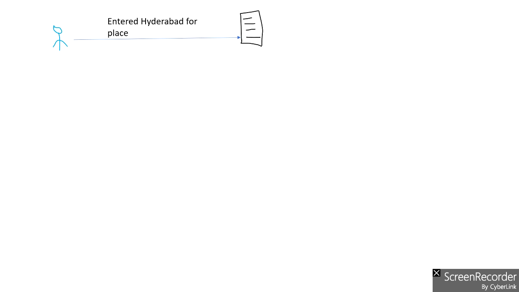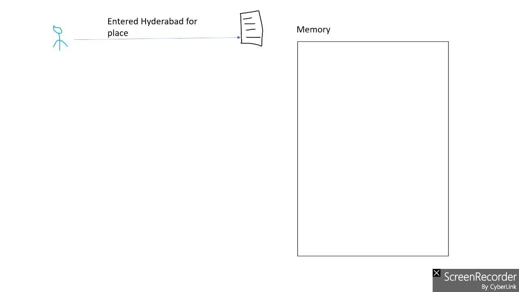When we start entering the details, what will happen? Those are stored in the memory, right? So let's say for the place Hyderabad, an object will be created in the memory. Let's say another user came, and he also entered the application form from Hyderabad only. So he also entered Hyderabad. What should happen ideally? One more object should be created in the memory, right?